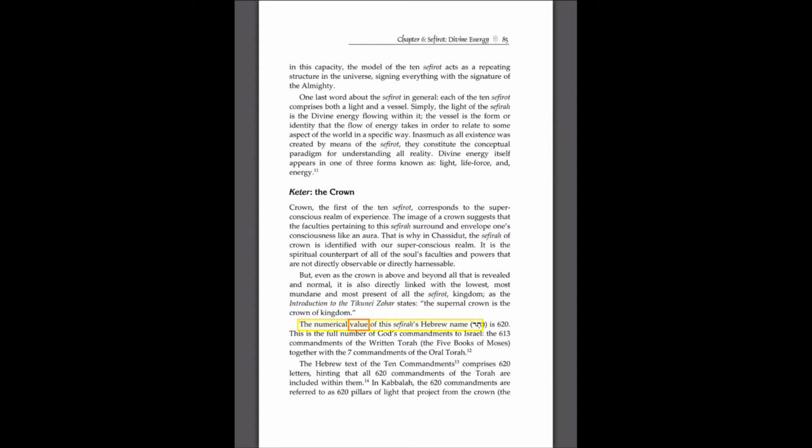The numerical value of this sephirah's Hebrew name is 620. This is the full number of God's commandments to Israel: the 613 commandments of the written Torah, the 5 books of Moses, together with the 7 commandments of the oral Torah. The Hebrew text of the 10 commandments comprises 620 letters, hinting that all 620 commandments of the Torah are included within them. In Kabbalah, the 620 commandments are referred to as 620 pillars of light that project from the crown.